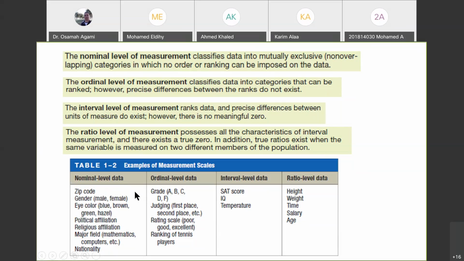Okay, does it mean if I have a number, it couldn't be nominal data? It could be like your car number, right? Your car number is nominal because it's just a name, right?